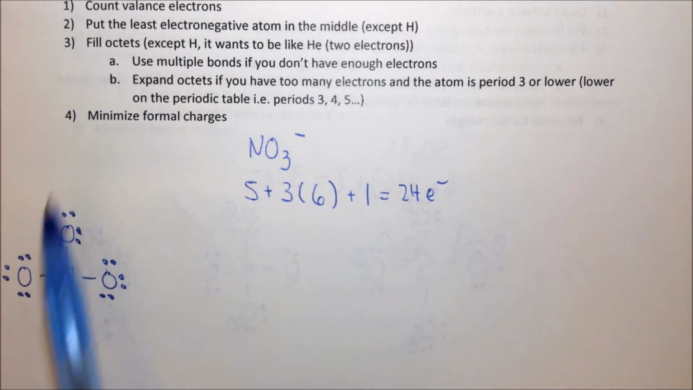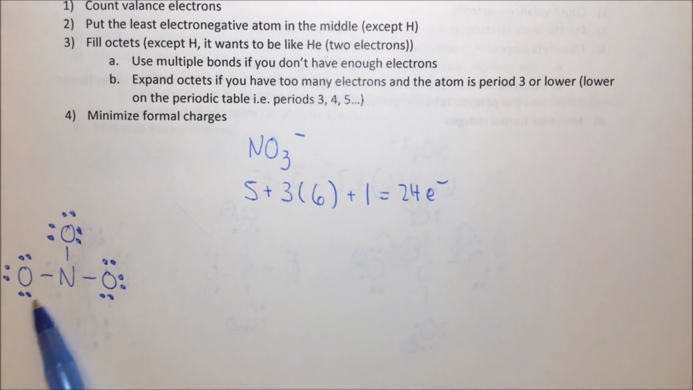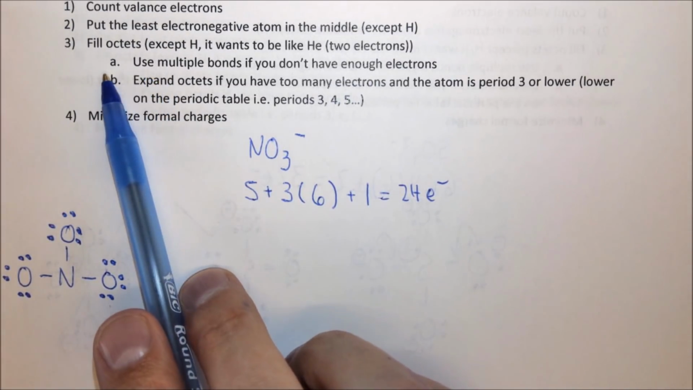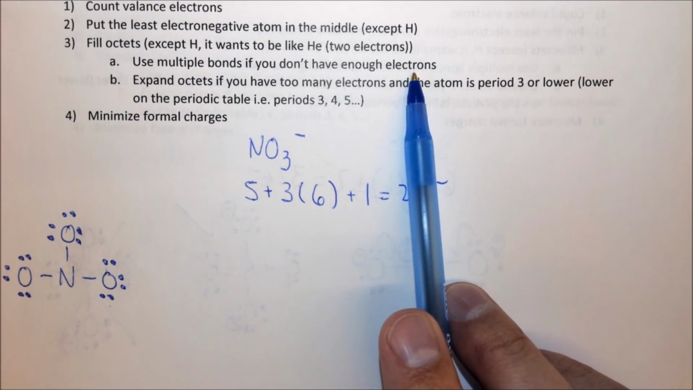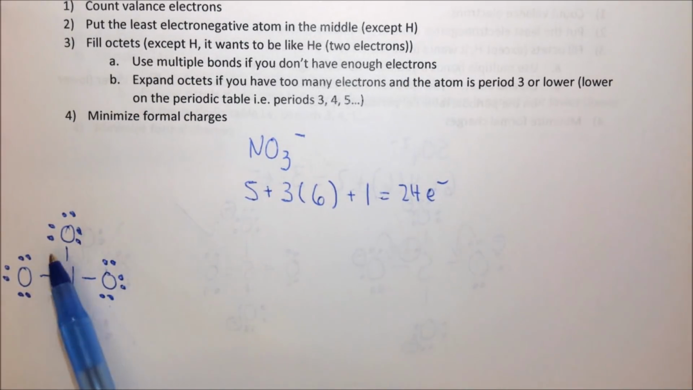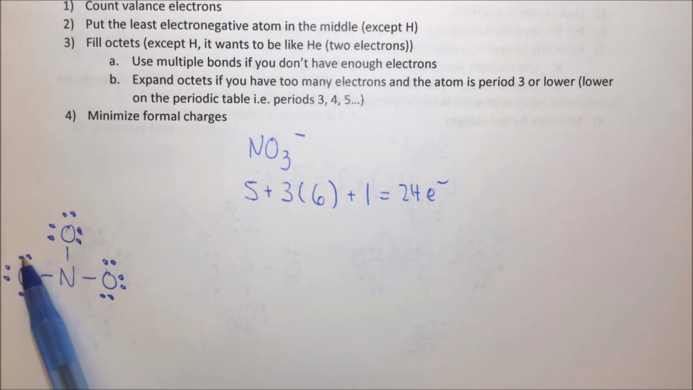Step 3 is fill octets. Well, we don't have octets, right? The oxygens have the octet, but the nitrogen doesn't. That's not ideal. So we have to use rule A, use multiple bonds if we don't have enough electrons. Because of resonance, it makes no difference which one of these oxygens I move a lone pair to a double bond from. Remember, I'm fixing the Lewis structure that I've drawn.